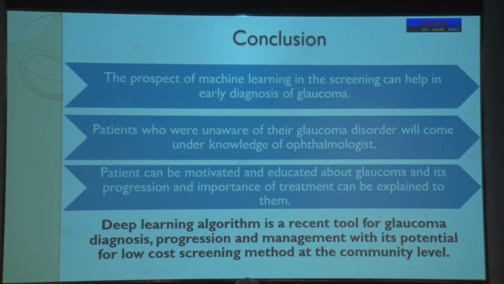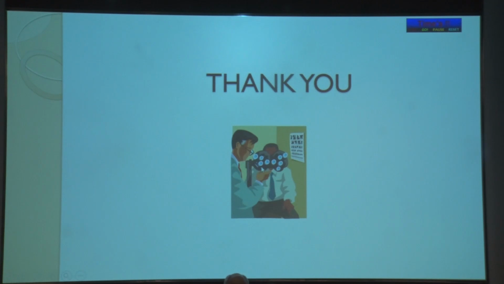And so we finally conclude that the prospect of machine learning screening can help in the early diagnosis of glaucoma. Patients can be motivated and educated about glaucoma and its progression, and the importance of treatment can be explained to them. And we conclude that deep learning algorithm is a recent tool for glaucoma diagnosis, progression and management, with its potential for a low cost screening method at the community level. Thank you.